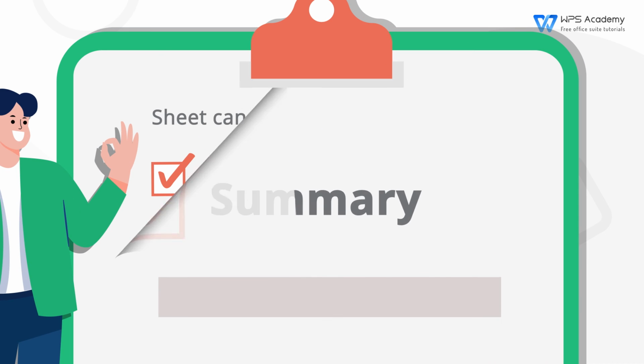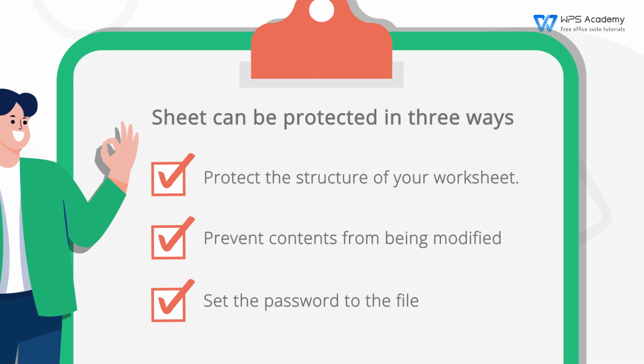Now let's summarize and review what we've learned in this lesson. Your spreadsheet can be protected in 3 ways. The first is to protect the structure of your worksheet by making it impossible to be copied, deleted, or removed. The second one is to prevent your worksheet contents from being modified or deleted. For teamwork, you may use the feature Allow Users to Edit Ranges to create different passwords for the defined regions to designate the editing ranges. The third one is to set the password to access and modify the file, taking the security to the next level.